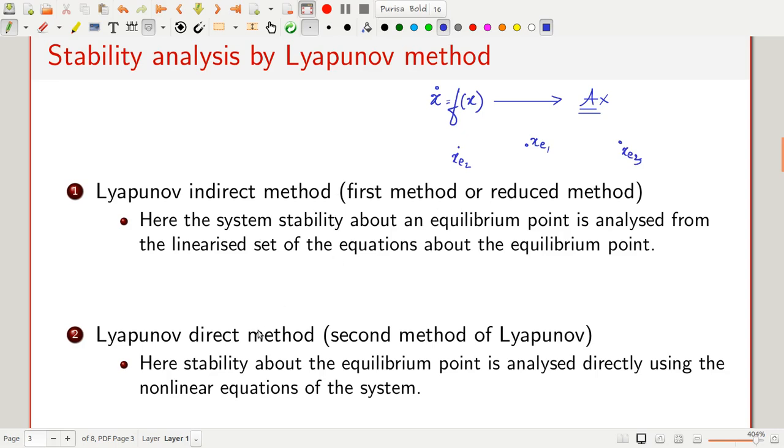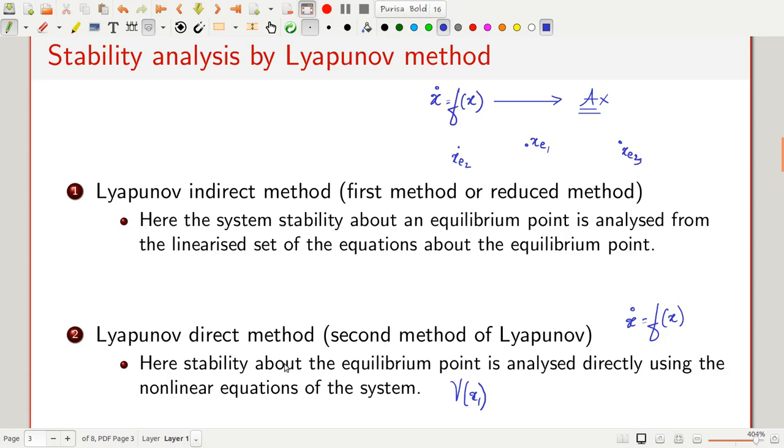In the case of the direct method, the nonlinear equations are directly taken into consideration. But in this case, we have to define a function, a Lyapunov function, which is in fact quite difficult to find in most cases. Once we get a Lyapunov function to analyze the stability of the system, this is in fact a very powerful method.